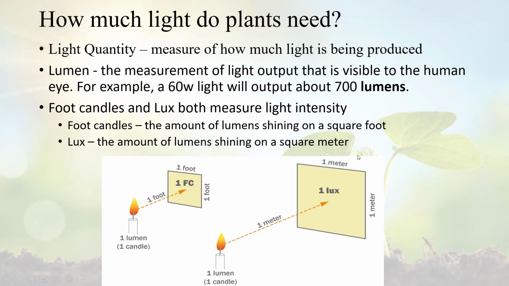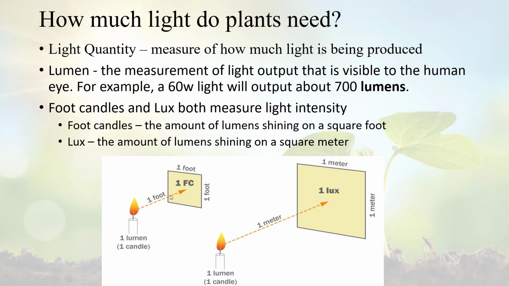And we used that and we were able to quantify or to create two other measurements, foot candles and lux. Now, a foot candle is the amount of lumens shining on a square foot, and a lux is the amount of lumens shining on a square meter, right? So it's kind of like English and metric versions, right? So the 1 lumen is 1 candle, right? And again, this was developed back in the day, right? So 1 lumen is 1 candle.